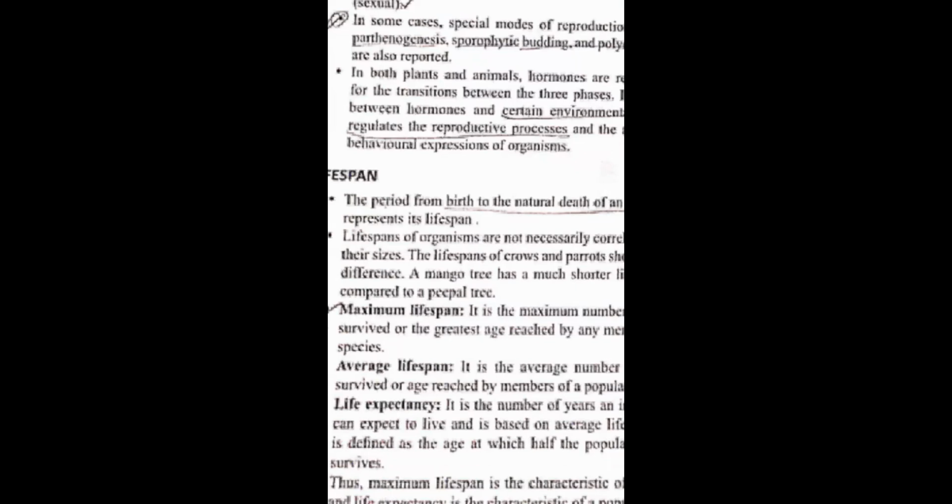According to lifespan, organisms may be divided into three things. One is called maximum lifespan, and another is called average lifespan. Maximum lifespan, I already told you which one: the blue whale is the highest, and the giant tortoise is also among the highest, because 152 years is a very long lifespan.